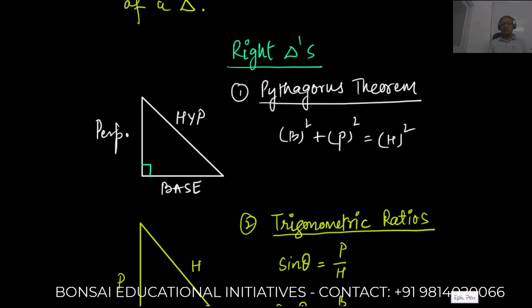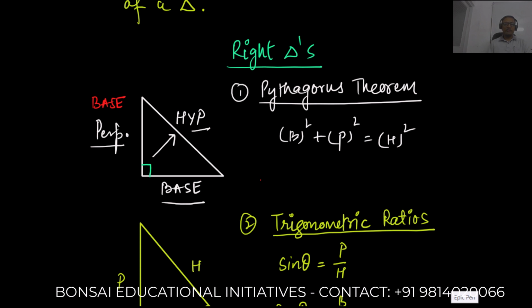We used to learn the Pythagorean theorem. The Pythagorean theorem says the side which is exactly opposite to the right angle is considered the hypotenuse. The sides which contain the right angle can be considered either base or perpendicular. You can also say that the vertical side can be considered as base, and the horizontal side as perpendicular. That really doesn't matter which side you take.